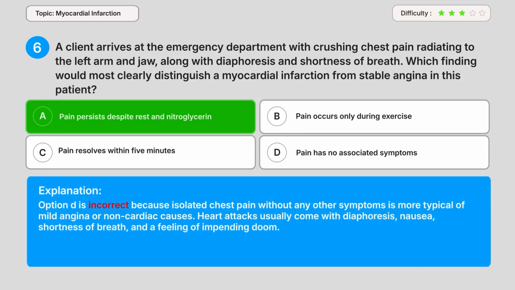Option D is incorrect because isolated chest pain without any other symptoms is more typical of mild angina or non-cardiac causes. Heart attacks usually come with diaphoresis, nausea, shortness of breath, and a feeling of impending doom.